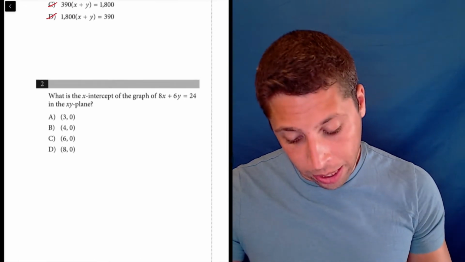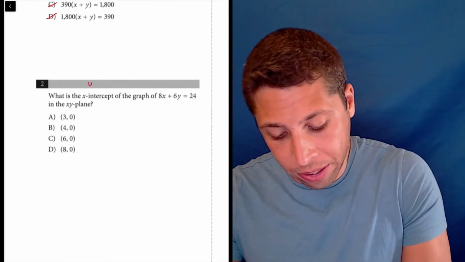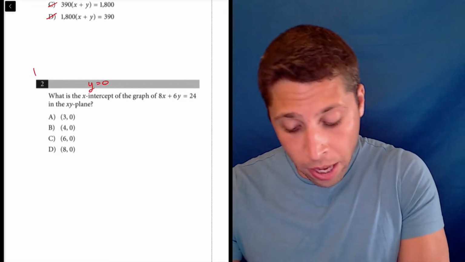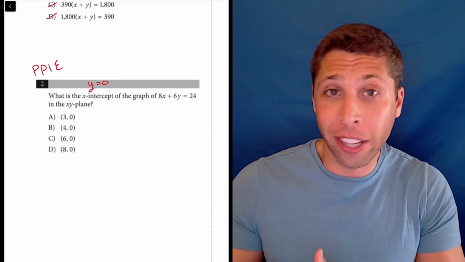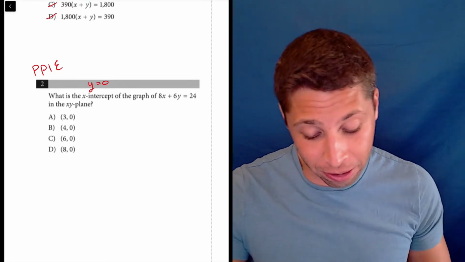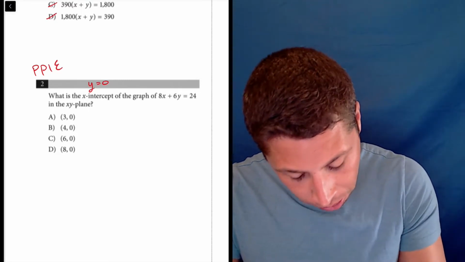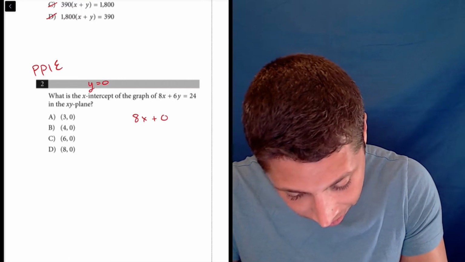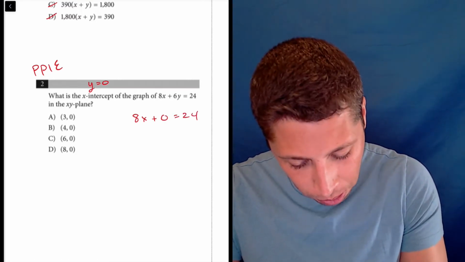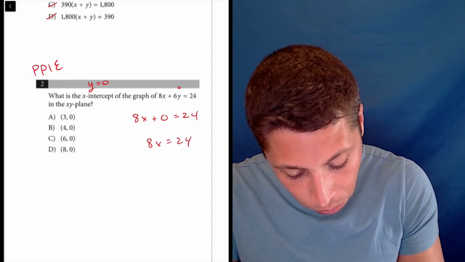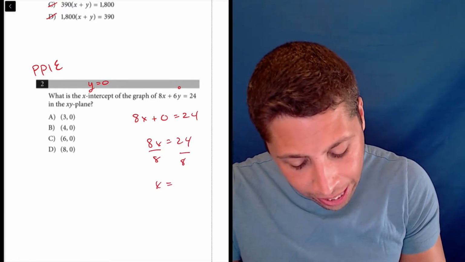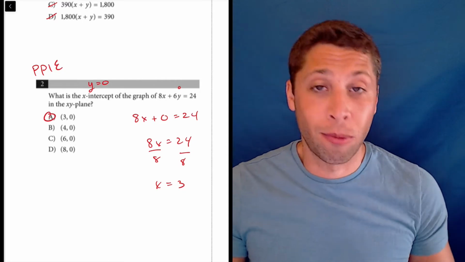What is the x-intercept? Well, let's just plug in the points, right? We know every x-intercept has a y-coordinate of 0, so this is a plug points into equations question. Doesn't matter that I only have half the point. I still can plug in a 0. So y is 0, so 8x plus 0 is equal to 24, right? So 8x is 24, so divide by 8, and I get x is 3.